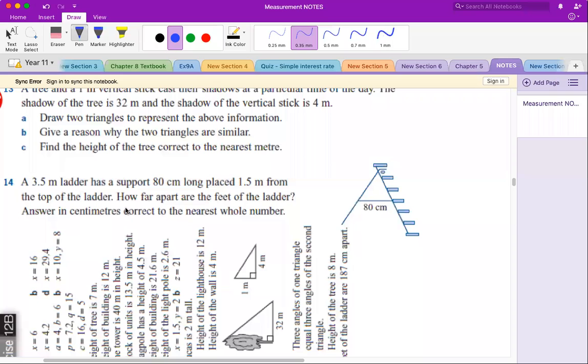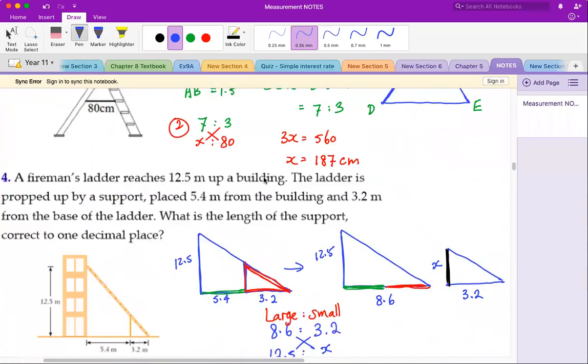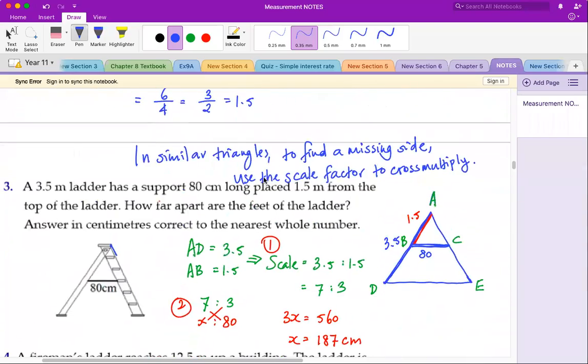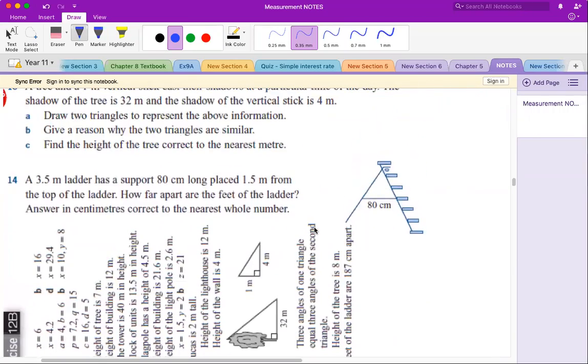Okay, let me. 3.5 meter. Wait, isn't this the same question as the example? Yeah, it's exactly the same question. Do you want me to explain it, or do you want to try it first? I'll try first. Okay. Just make sure that you understand when it says the height of a ladder, it means the side. Okay. Yeah.